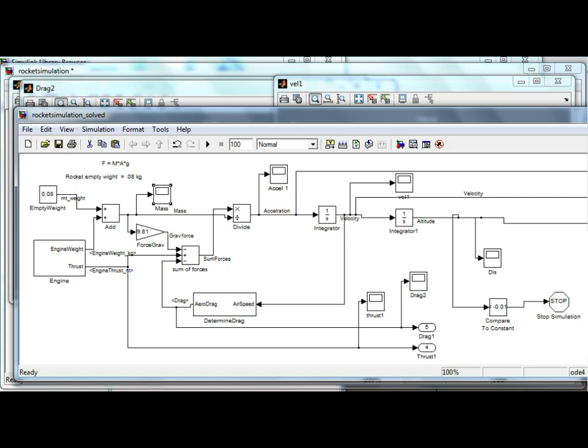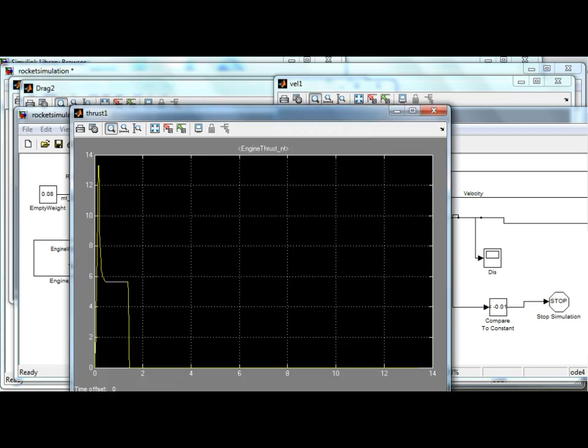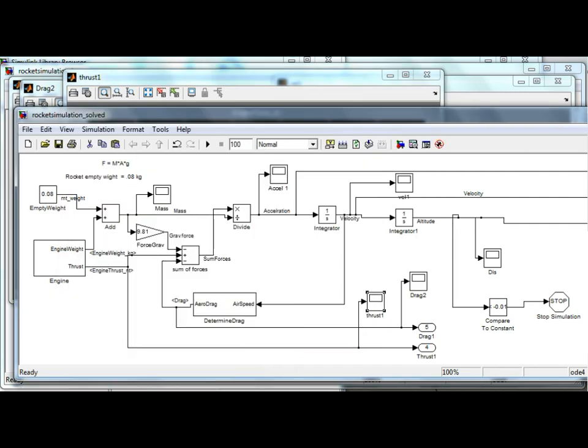And I can look at thrust right there, make that bigger, and again you can see that this was essentially the same curve for the engine that we saw before, and it runs for about 1 3/4 seconds, and it's done. So that's a complete simulation. Things are labeled, so we can play with it and move things.